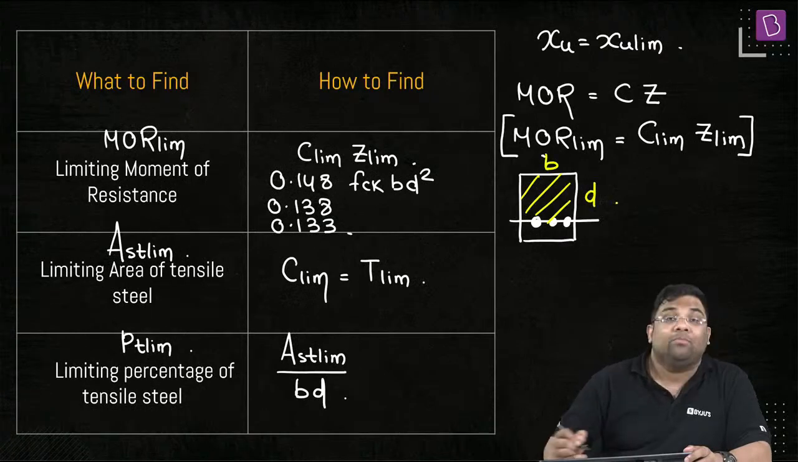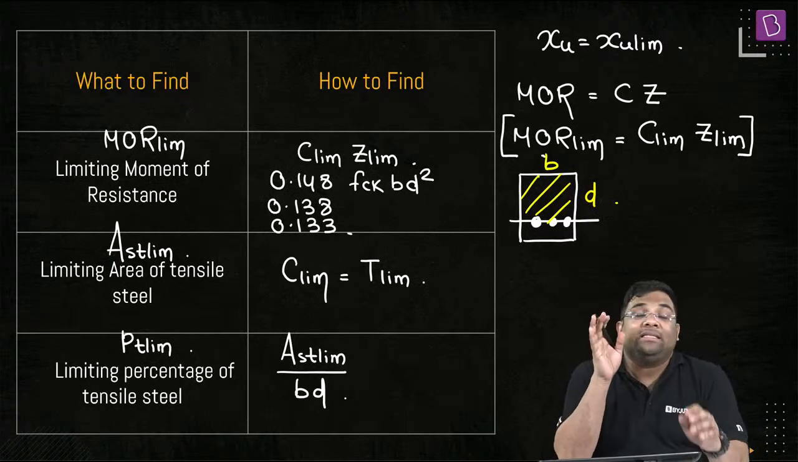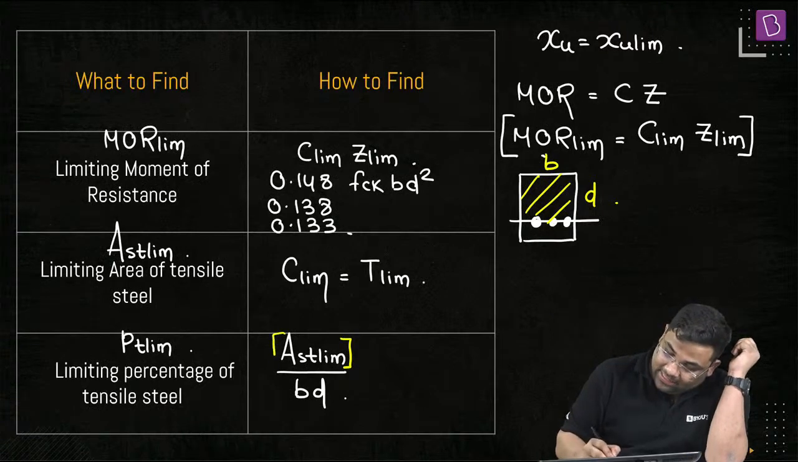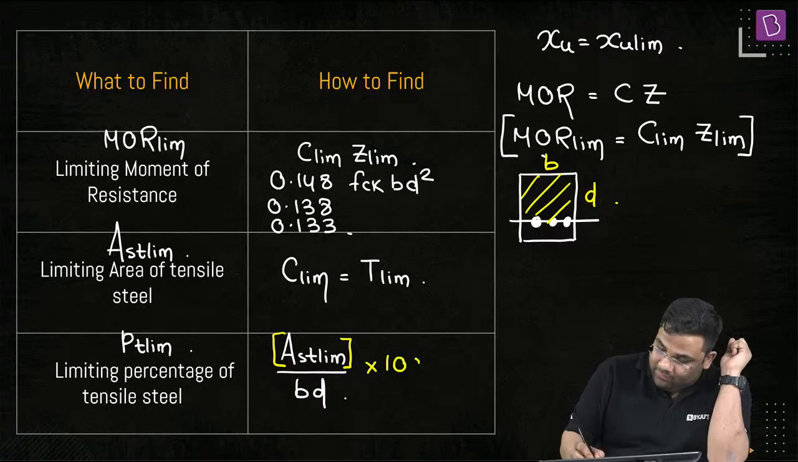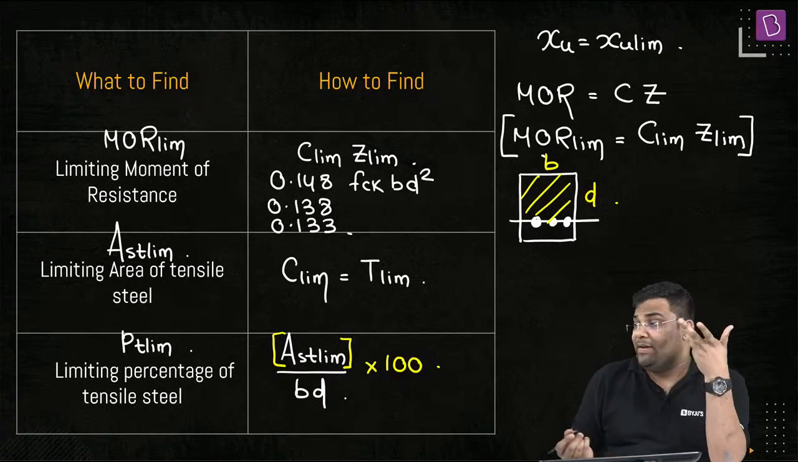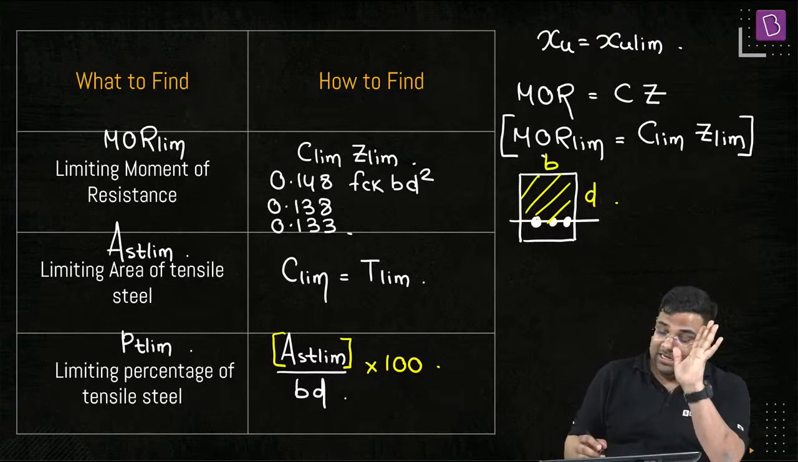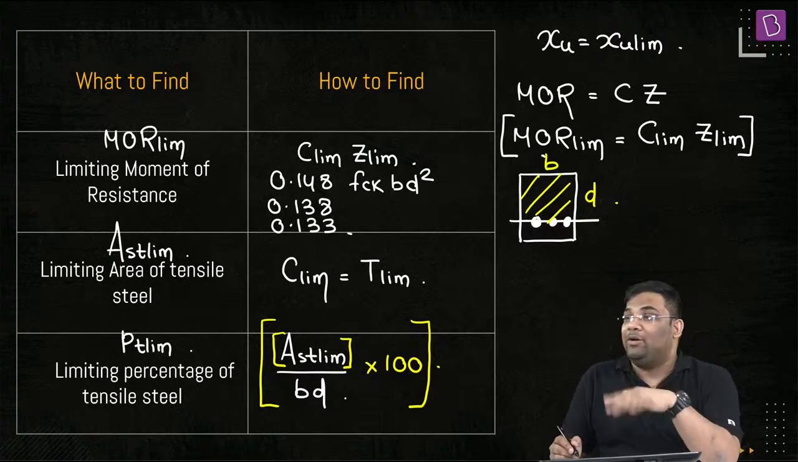The effective area will be B into D. So if you want to find out the percentage of tension steel, or the limiting percent of tension steel, it is AST limiting divided by the effective area BD into 100. This is very easy, right? Directly you can find AST limiting divided by BD into 100.